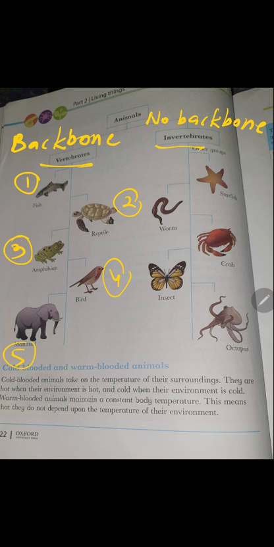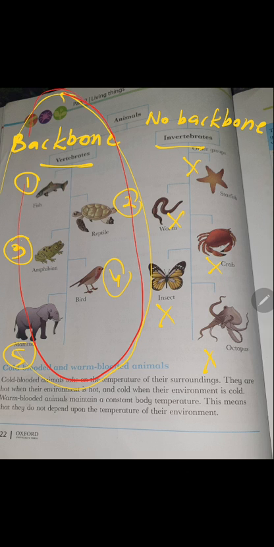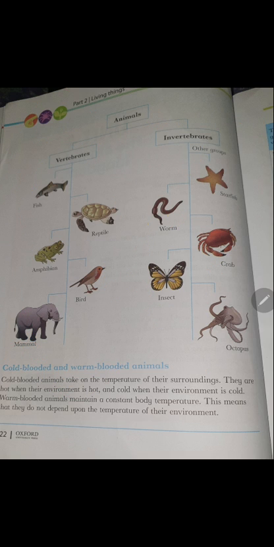If we discuss the invertebrates, they do not have a backbone inside their body. Starfish do not have a backbone, so it is an invertebrate. Worms do not have a backbone, so it is an invertebrate. Crabs do not have a backbone, so they are invertebrates. Insects do not have a backbone, so they are invertebrates. And octopus do not have a backbone, so they are also invertebrates. In this chapter, we are going to read about only the vertebrates. Understand?